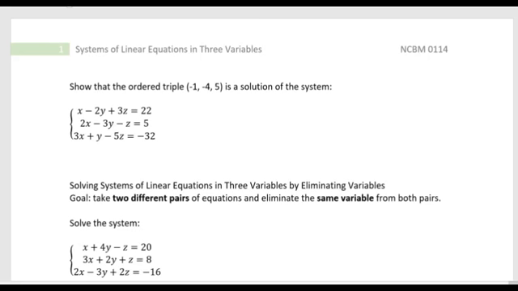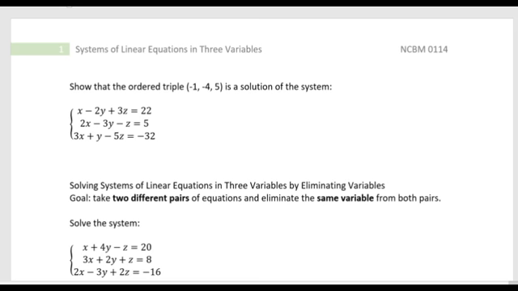Last week we solved systems of linear equations in two variables, and we used two different methods. We used the elimination method or the substitution method. So today we're going to be solving systems of linear equations in three variables, and the methods are similar to those that we used last week. So first we want to show that the ordered triple is a solution of the system.